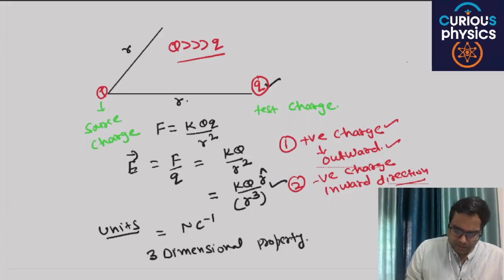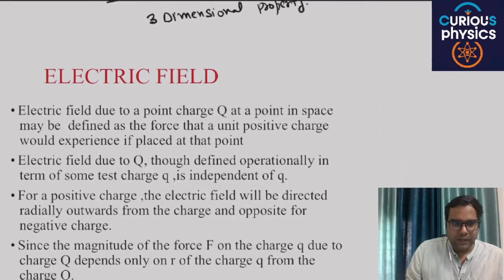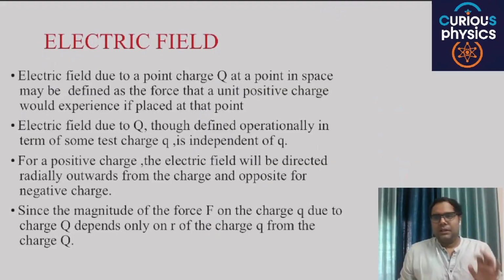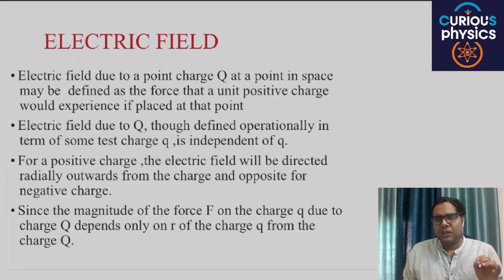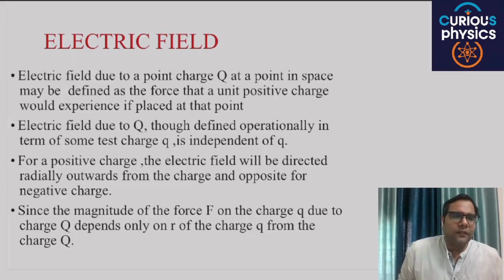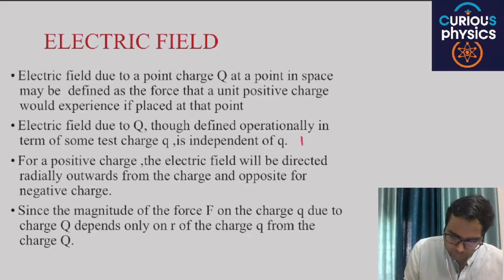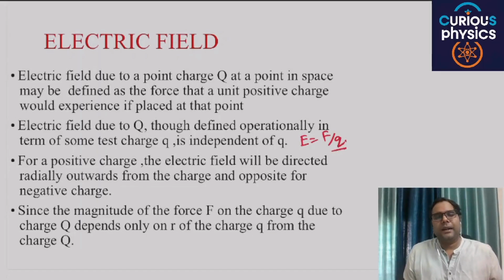Next is basically what I have discussed, just the theory portion. Electric field due to a point charge Q at a point in space may be defined as the force that a unit positive charge, or you can say the force per unit charge, would experience if placed at that point. The force per unit charge is defined as electric field. Electric field due to Q, defined operationally in terms of some test charge, is independent of the test charge, because electric field is equal to force per unit charge.